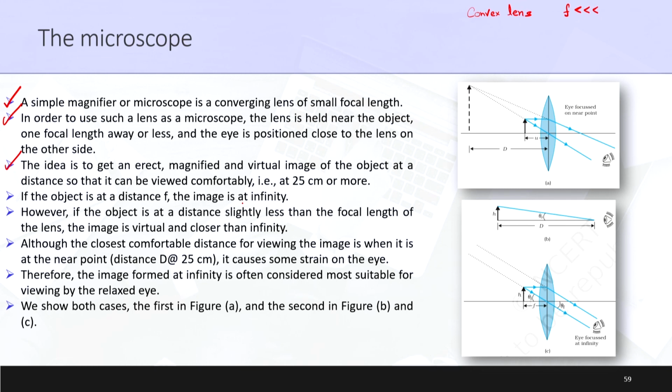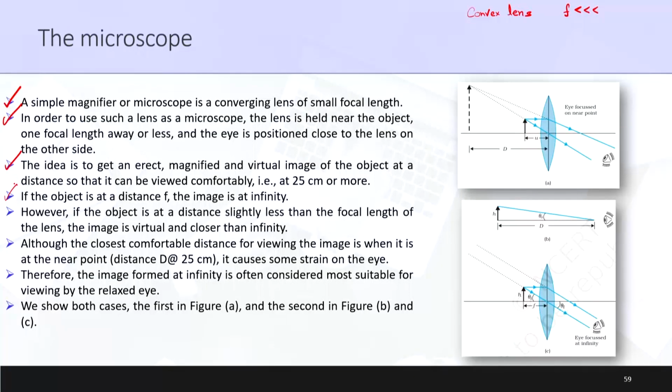If the object is at distance f, the image will be at infinity. So, that will not happen, so we cannot use it, because if the image is at infinity, we will not be able to view it. So, basically it is designed and utilized in such a way that the object is at less than the focal length.